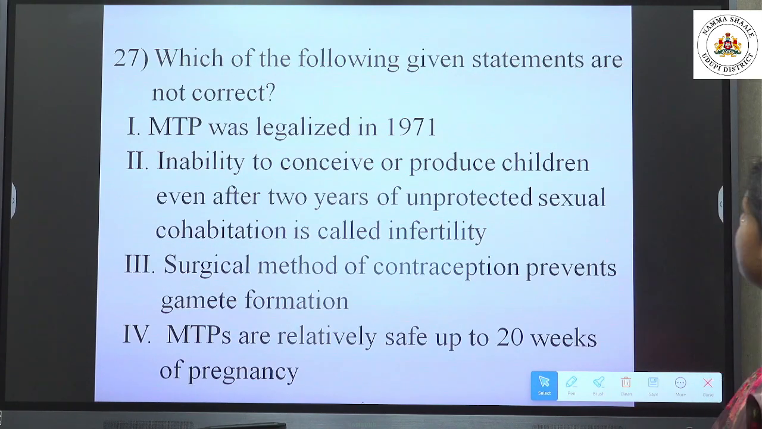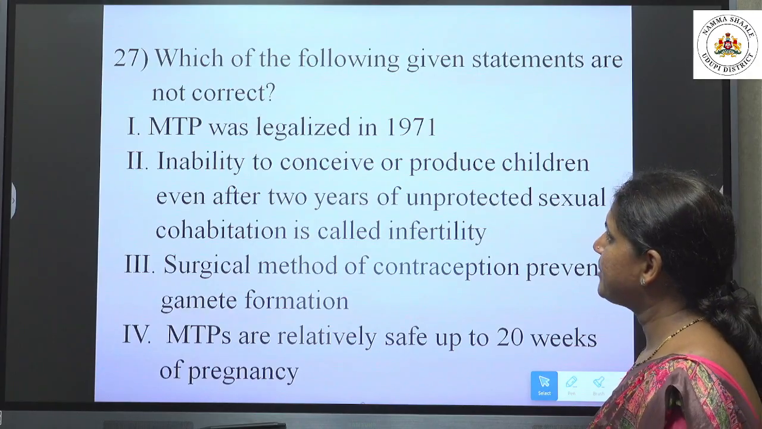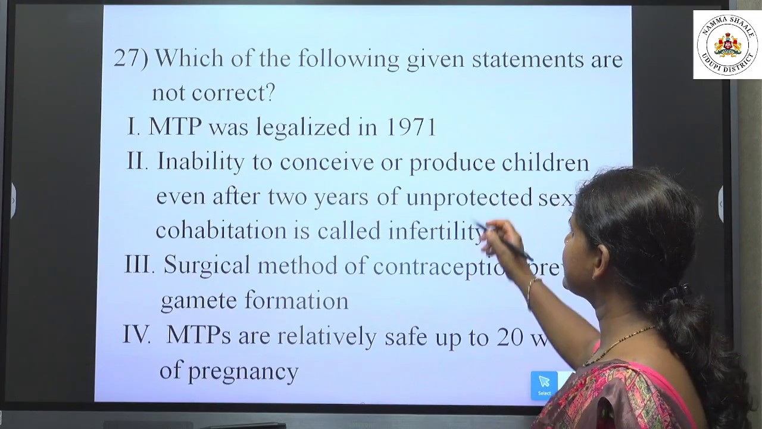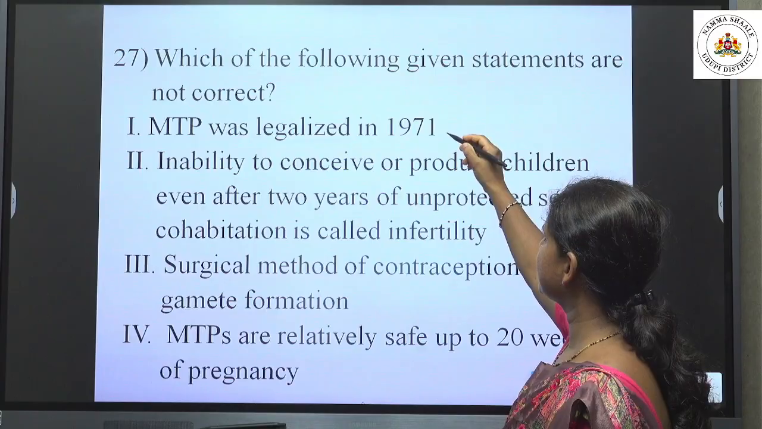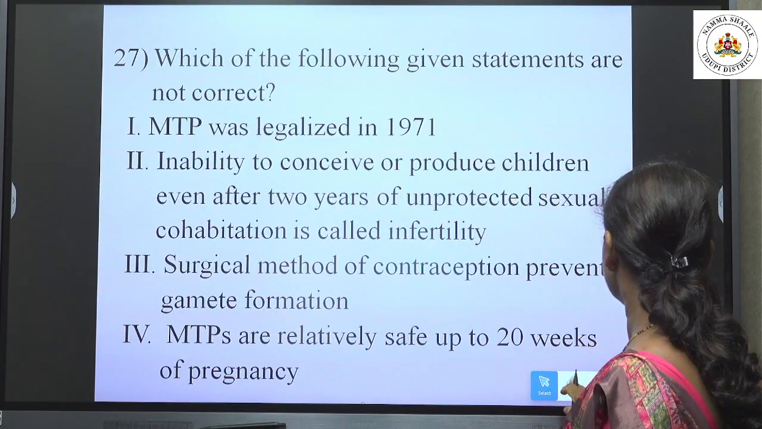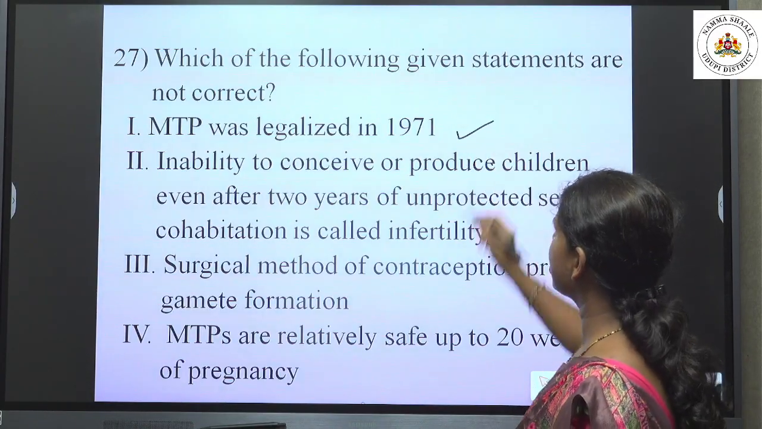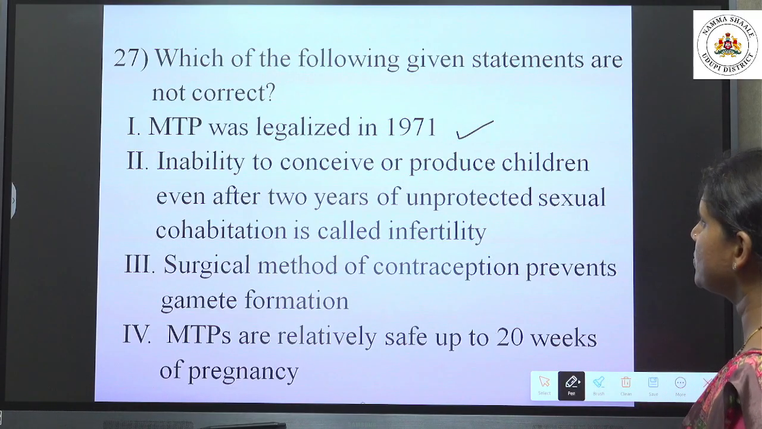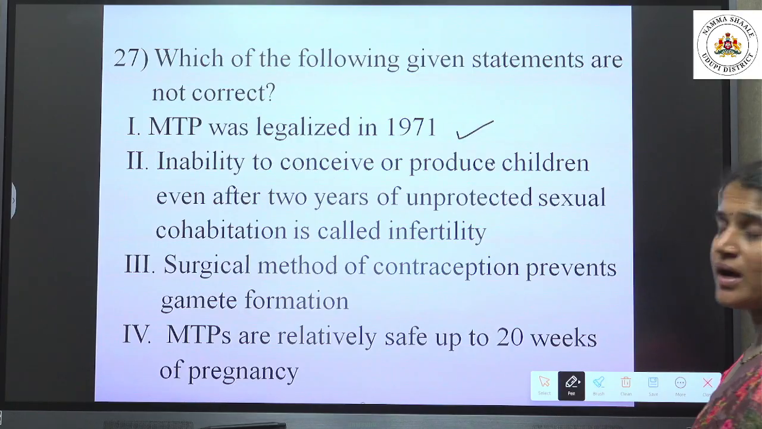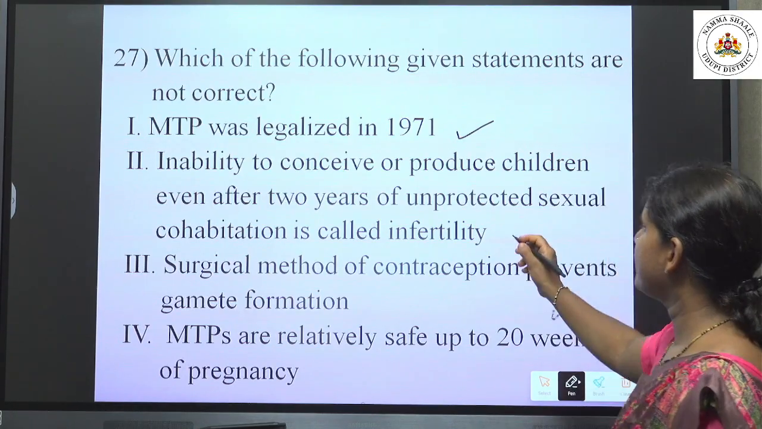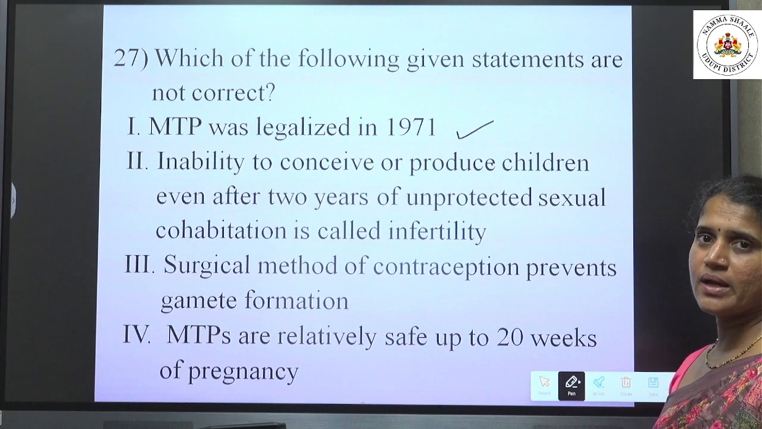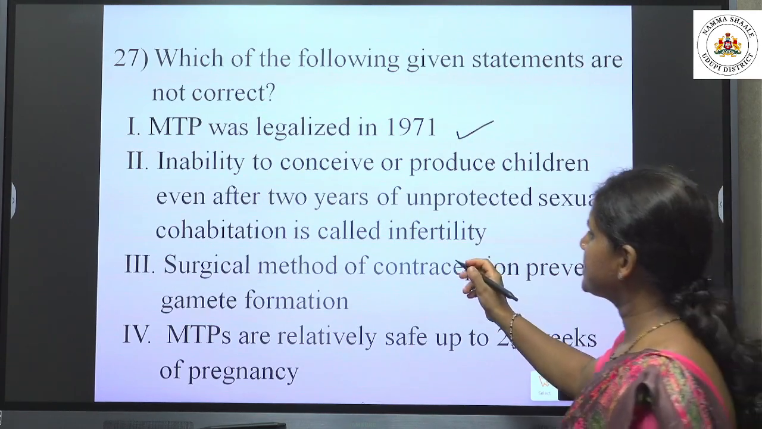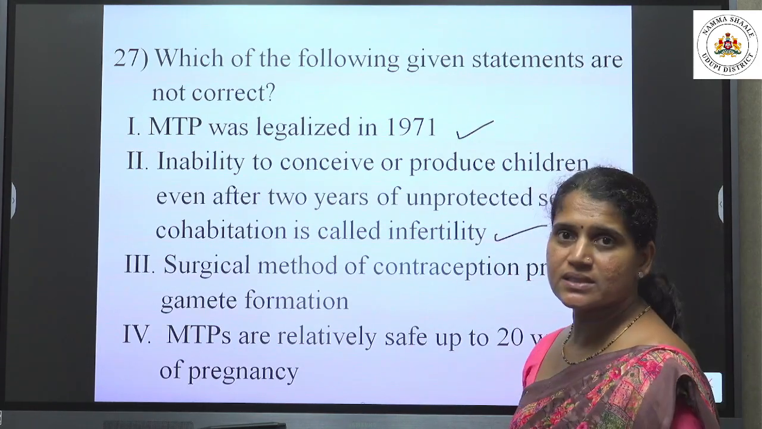Which one of the following given statements are not correct? MTP was legalized in 1971. Yes, it was legalized in 1971. Inability to conceive or produce children even after 2 years of unprotected sexual cohabitation is called infertility. It is also correct.